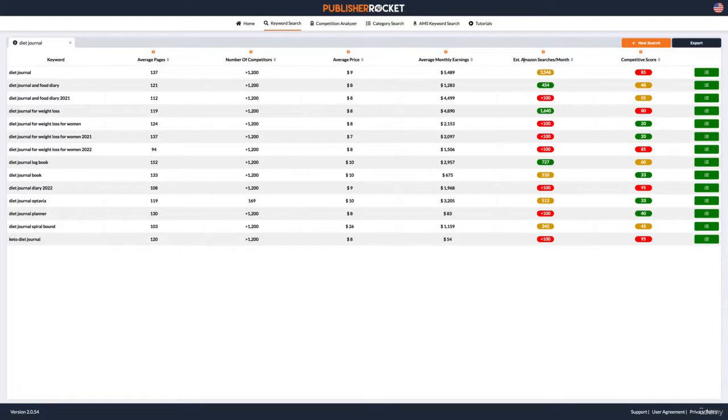What I would remember, on average, is that the competitive score, if it is red, will dictate this score over here to the left. So this always dictates this right here. And if the competitive score is very high, and the color right here is red, then I wouldn't even enter that niche. I would always say that the competitive score is more important than the estimated Amazon searches per month. And that's why I personally only really look for three things.